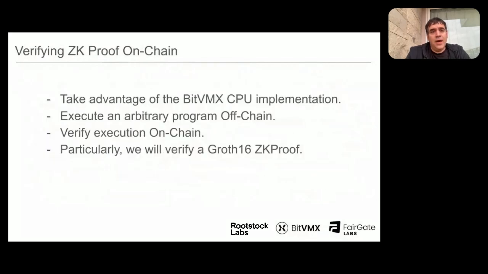Using this, we are going to verify a zero-knowledge proof on chain. We are taking advantage of the BitVMX CPU implementation, which is a RISC-V implementation in this case. Basically, this implementation allows executing any arbitrary program off-chain and verifying that execution on-chain. I mean, it allows challenging any of the steps of the execution. In particular, in this case, we are going to verify a Groth16 zero-knowledge proof.